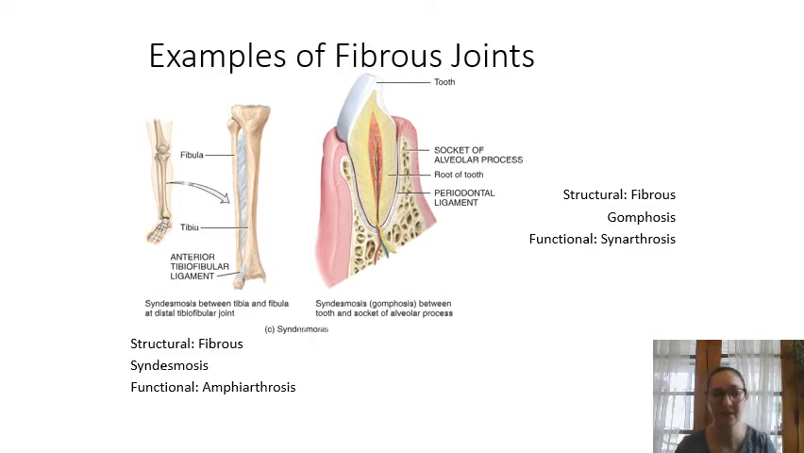Right, another one here is a gomphosis. So gomphosis here, you're looking at kind of a cross section of a tooth in its socket in the jaw. So that's a type of fibrous joint because that tooth is being held in place with fibrous connective tissue. So periodontal ligament that holds that tooth in the jaw. That one is considered a synarthrosis because again, hopefully your teeth are not wiggling around in your jaw. If they are, then that's a problem.